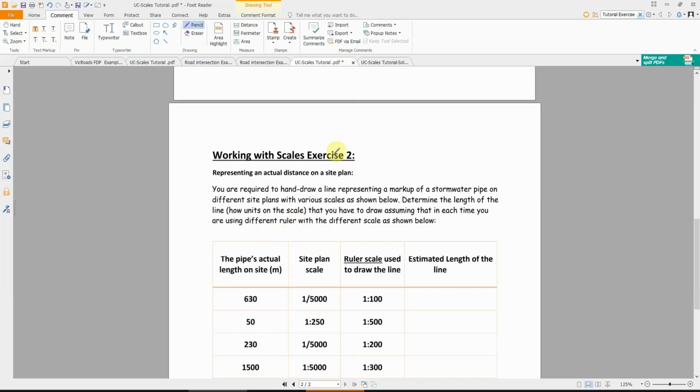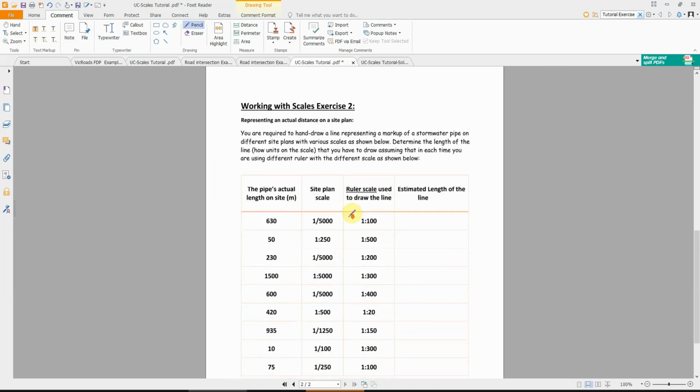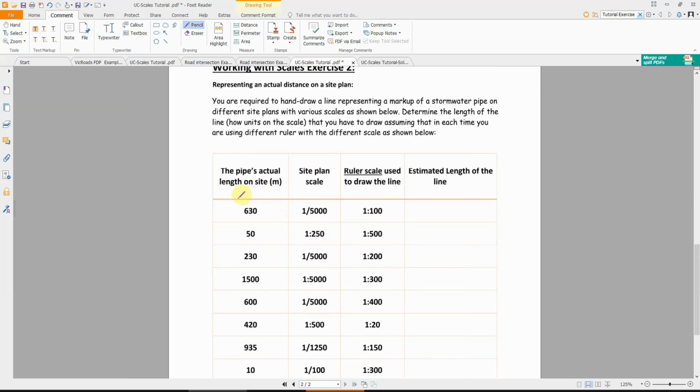On the second page, I'm saying the other way around now. If I give you an actual length on site, and I give you the plan that you are drawing, you need to show this measurement. Let's say it's for a stormwater pipe. This is the plan that you are drawing that pipe on, the scale of the plan, and this is the scale of the ruler that you are using. Obviously, always the scale of the ruler divided by the scale of the plan, and the number here would be smaller.